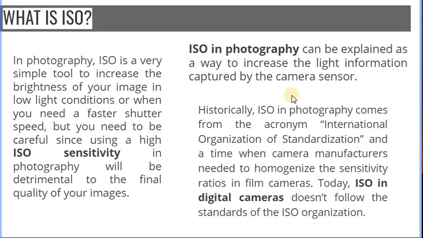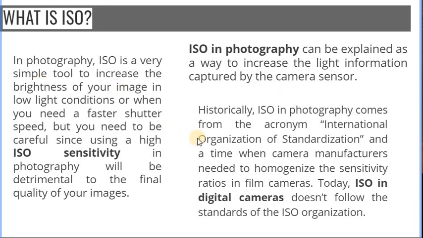Kasi the more na tinataasan natin yung ating ISO, the more na dumadami yung graininess niya. Ito yung nakikita niyo na kapag ay blurred yung image or yung parang bakit siya parang may langgam na maliliit. Ito yun. ISO in photography can be explained as a way to increase the light information captured by the camera sensor. So, historically, ISO in photography comes from the acronym International Organization of Standardizations, and a time when the camera manufacturers needed to homogenize the sensitivity ratios in film cameras. So, today, we call it an ISO.